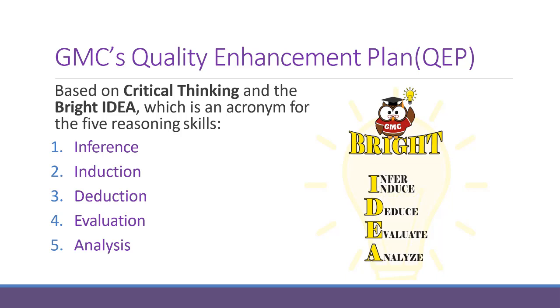analysis. These are not necessarily the only important critical thinking reasoning skills, and they're not necessarily listed in order of importance, but in this order, they spell the word idea, and that helps us remember inference, induction, deduction, evaluation, and analysis. Metacognition is also an important critical thinking skill. We need to think about our thinking. How we do these 5 reasoning skills is important as well.